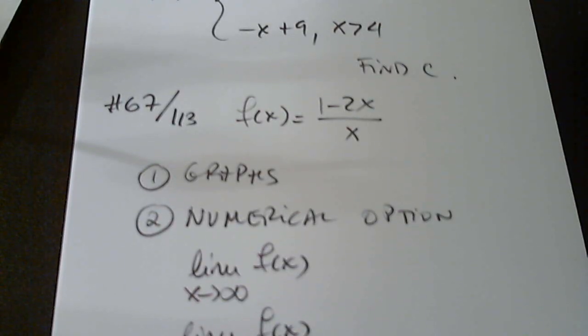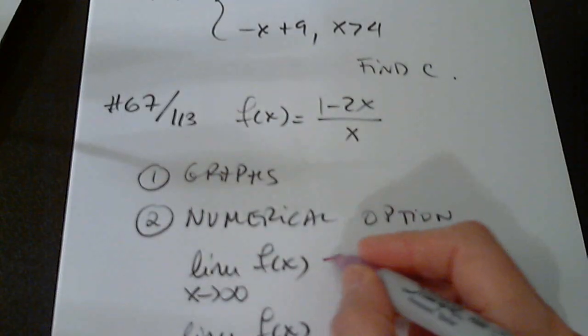Okay, I'm going to continue with 50,000. Let's see what happens now. What about 100,000? I don't even know how many zeros I put in there. Okay, so it's very clear to me that the limit here is negative 2.